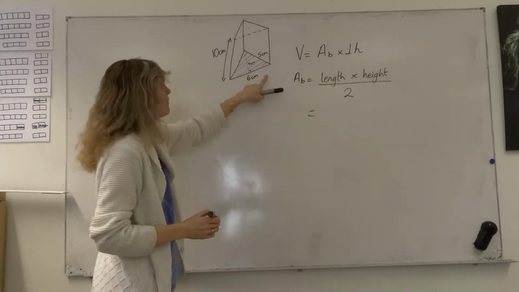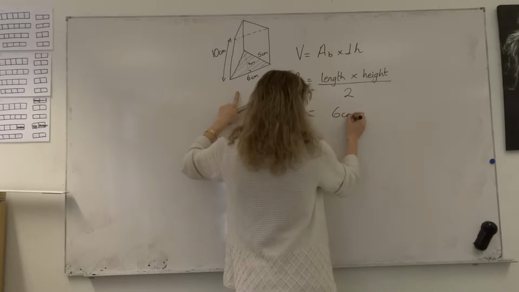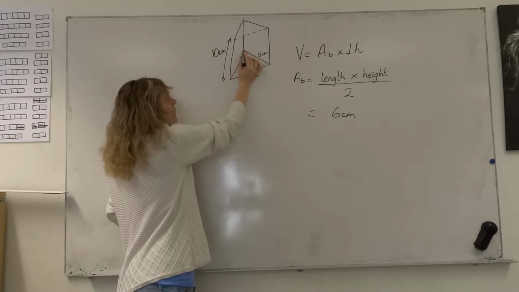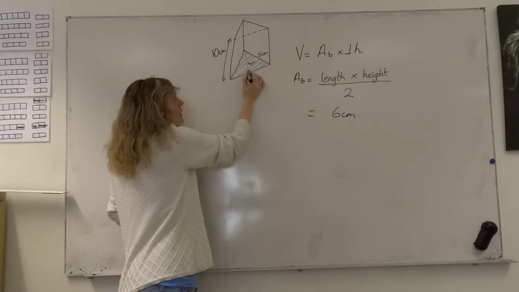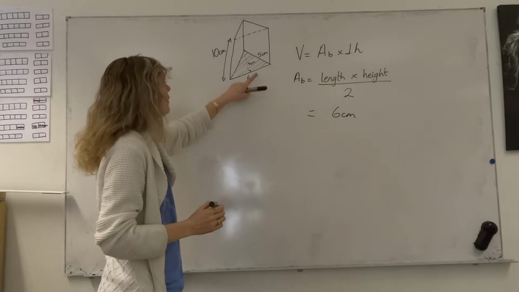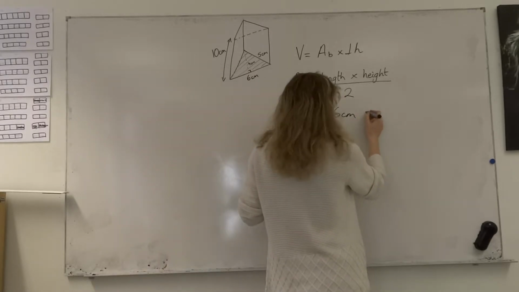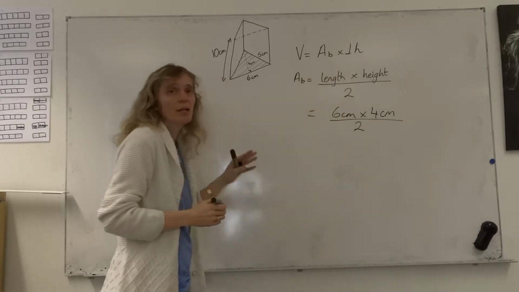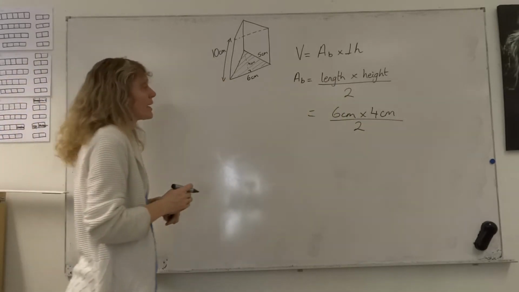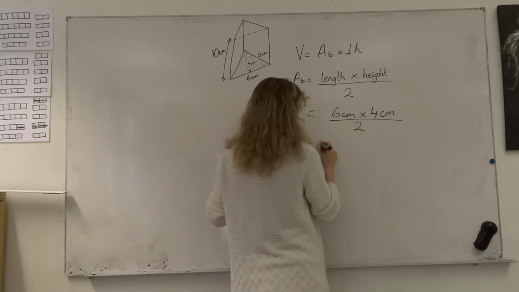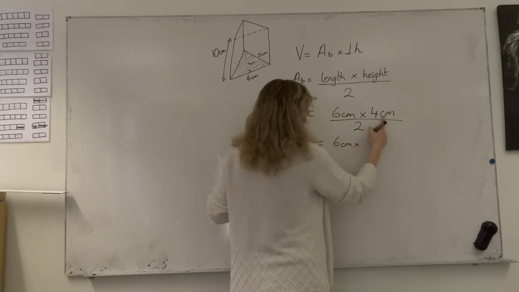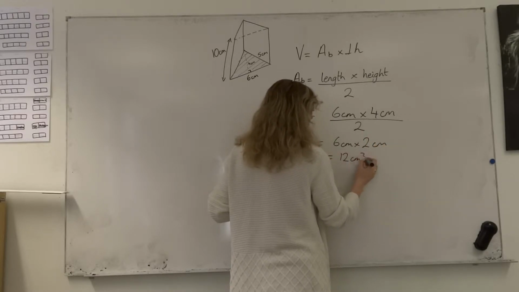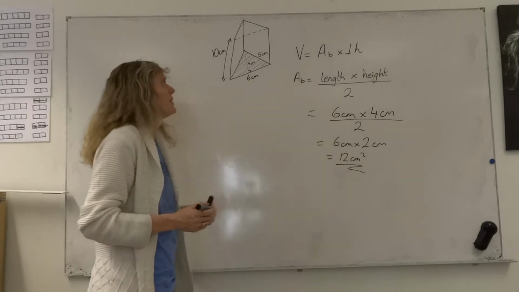Okay, the length of this base is 6 centimeters. The perpendicular height of this triangle, you can see I've sketched it in here, drop down a perpendicular from this point up here to the point where it meets at 90 degrees the bottom of this edge. And that is 4 centimeters. And we're dividing everything by 2 because it's a triangle, it's half of a rectangle. So we get 6 centimeters times 4 divided by 2, which is 2 centimeters, so we get equals 12 centimeters squared. So we now know what our base area is.